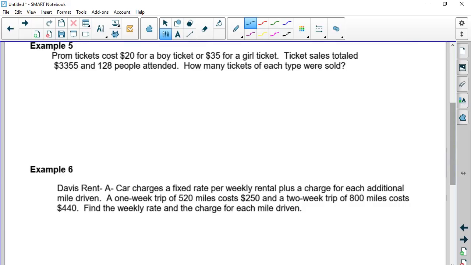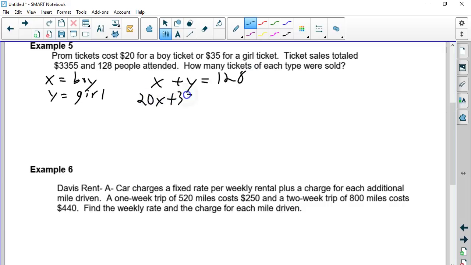Okay, tickets. X is boy, y is girl. You want to use B and G? Up to you. I'm kind of a traditionalist. I just use x and y. So, number line. Number of boy tickets plus number of girl tickets equals the total number of tickets, which is 128. The cost for a boy plus the cost for a girl equals the total amount brought in. There you go. I'm going to use elimination.